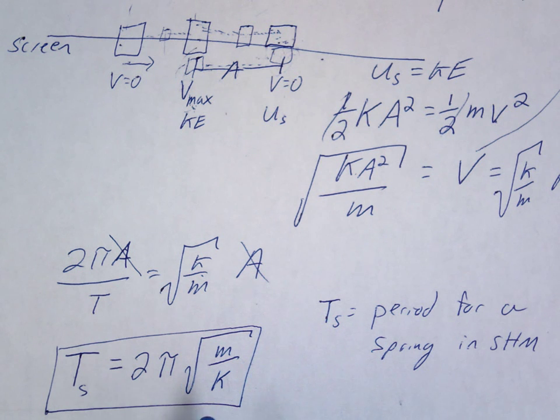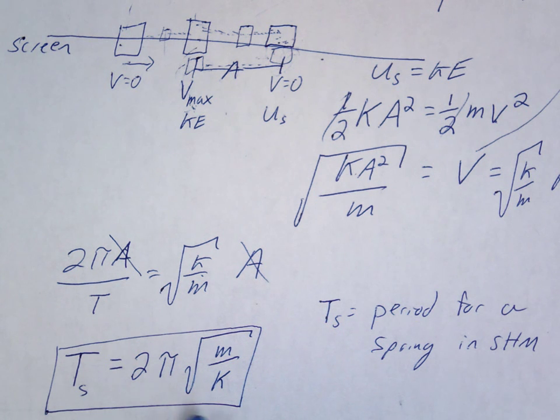If I have a stiffer spring, what should happen to the time? Should decrease. Why should it decrease? There's a greater force acting on it. If K is up, there's a greater force. If there's a greater force, there's a greater acceleration, and therefore there's going to be a shorter time, right?